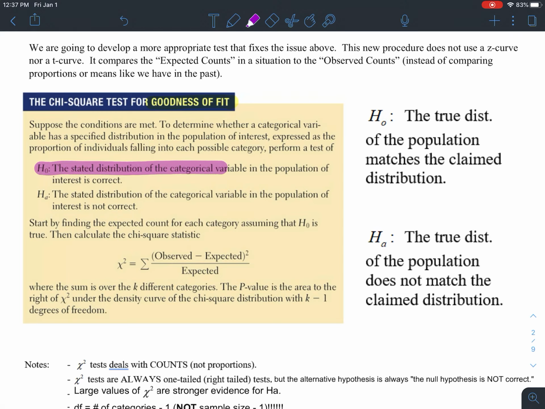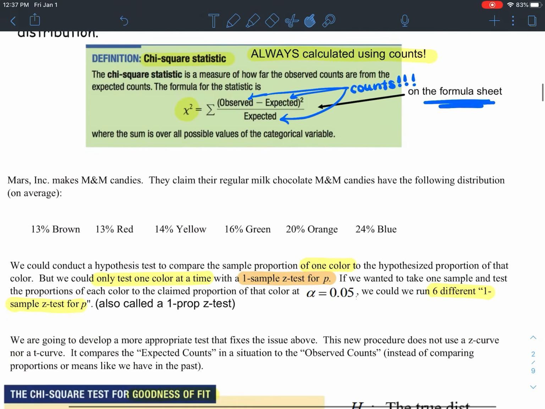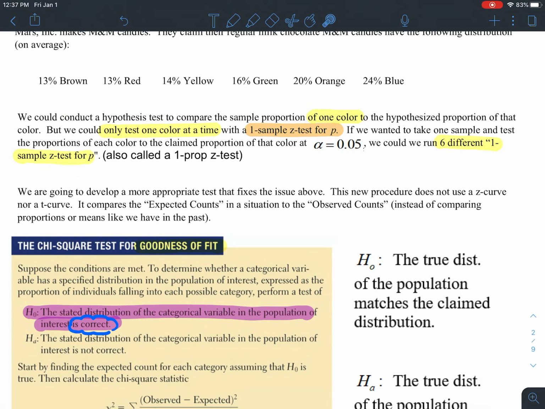would be worded. The null hypothesis is essentially saying that the stated distribution of your categorical variable in whatever population you're talking about is correct. Now I know this is written very generically. If we were to do that for this particular problem up here, we could say something like the stated distribution of the colors of M&Ms is correct. And correct would mean that it's what Mars Incorporated is claiming.